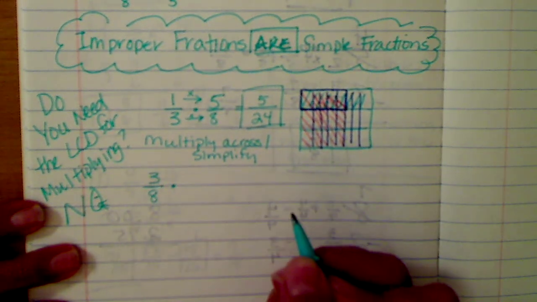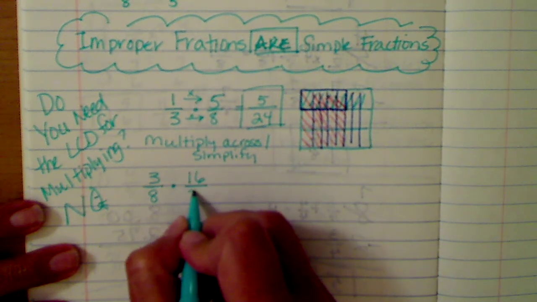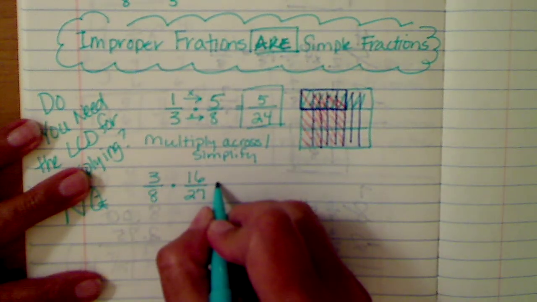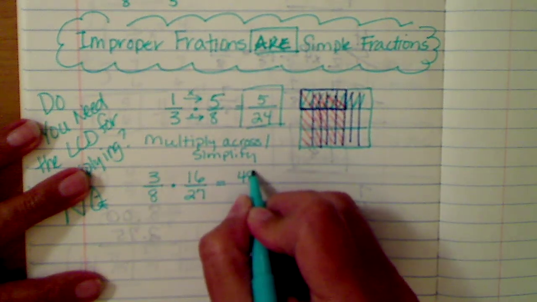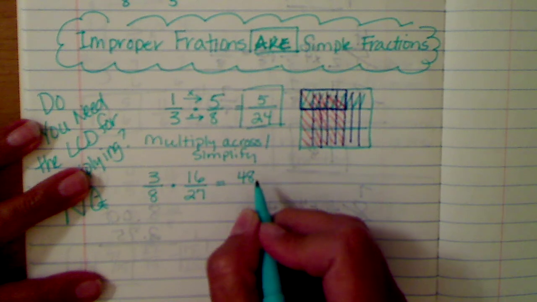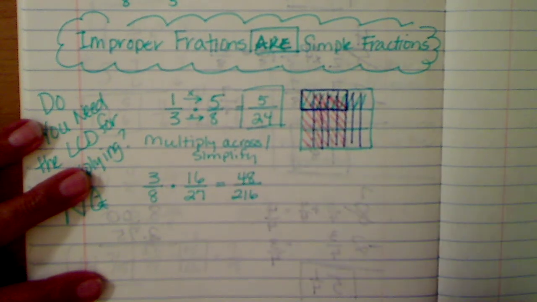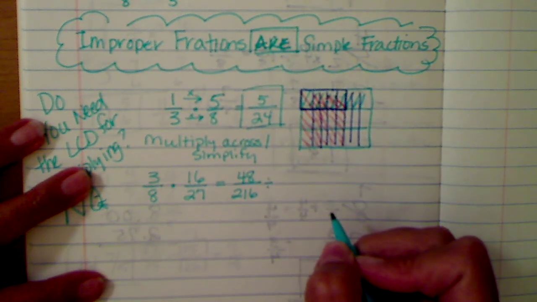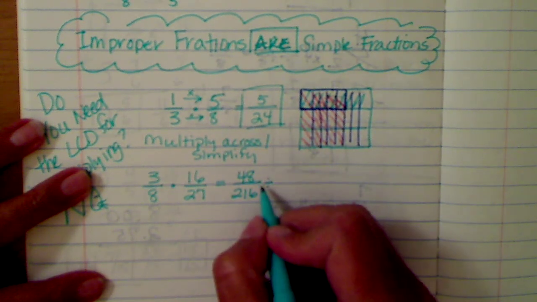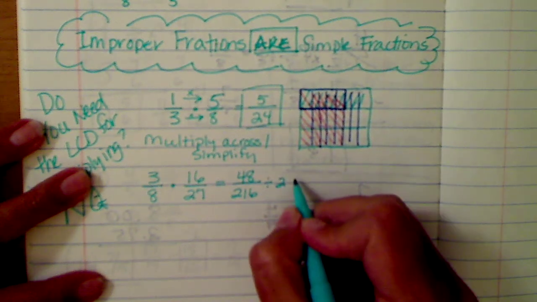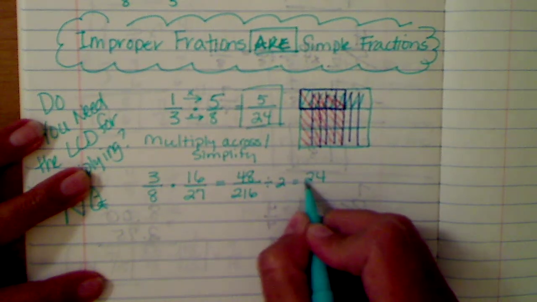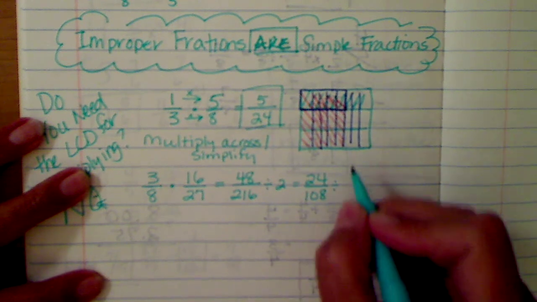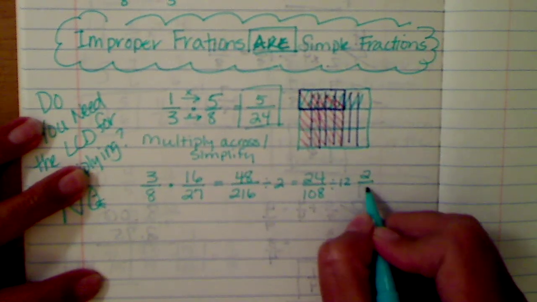Let's look at this next one: 3/8 times 16 out of 27. We would multiply that across. So 3 times 16 is 48, and 27 times 8 is 216. That is a really big number, and we have to simplify it. I don't know my multiples of 48 or 216, so I'm going to start with 2 because both of these are even numbers. That gives me 24 out of 108. Then I know that 24 is a multiple of 12, and so is 108, so I can divide both of these by 12, and that gives me 2/9.